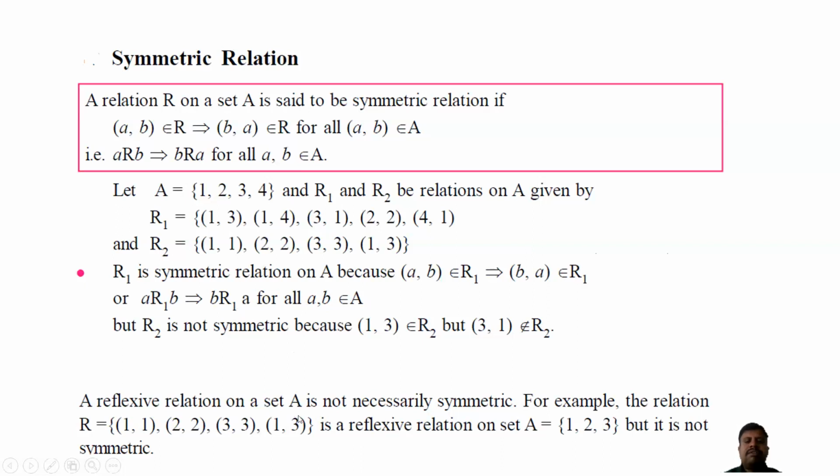A reflexive relation on a set A is not necessarily symmetric. For example, the relation R = {(1,1), (2,2), (3,3), (1,3)} is a reflexive relation on the set A = {1, 2, 3}, but it is not symmetric.